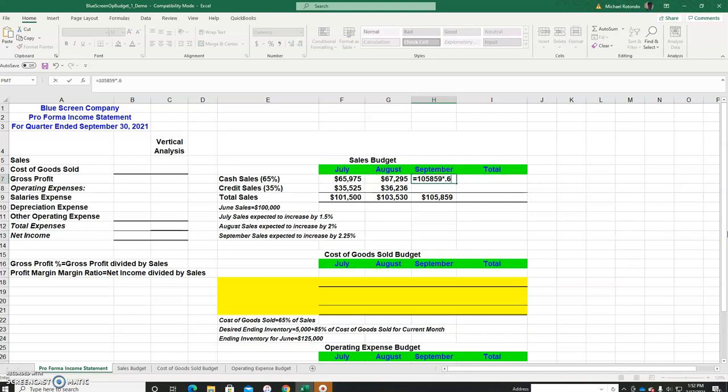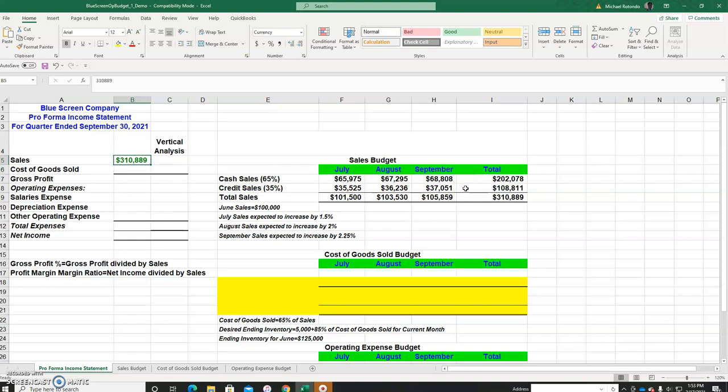Times 65%, or 0.65. And then we would do 105,859 times 35%. And then we just get our totals using the auto sum. So our total projected sales for the quarter are 310,889. So on the pro forma income statement, we're going to put in our sales of 310,889.